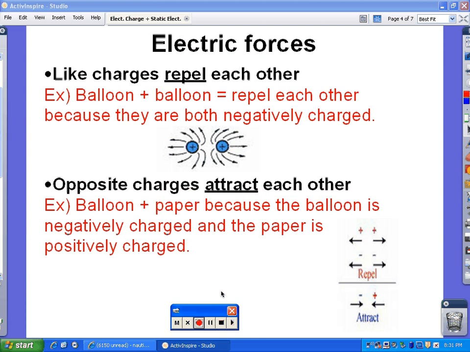Electric forces. Like charges repel each other, and opposite charges attract each other. So positives and positives will repel or go away from each other. Negatives and negatives will repel or go away from each other. This diagram right here says it all. And negatives and positives will attract to each other.